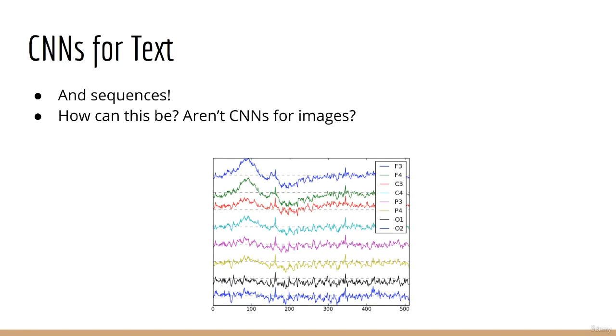In this lecture, we are going to discuss how we can use convolutional neural networks for sequences, specifically text. Although the type of CNN we are about to discuss will work just as well for generic sequences too. You might be wondering, how can this be? If CNNs are for images, how is it possible for CNNs to also work with sequences?